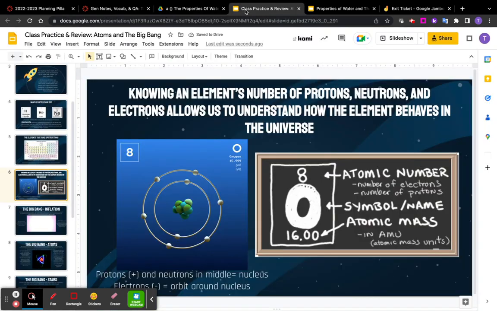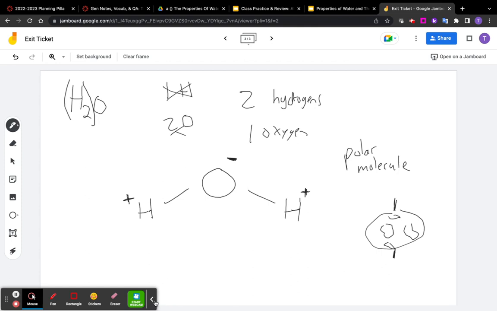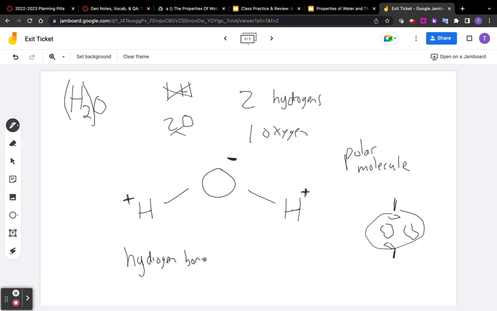But what that enables to happen, as you'll see in your content page, is that water likes to bond with things, and it makes what are called hydrogen bonds. These are relatively weak bonds, but if there are enough of them, they can really hold things together, they can dissolve things, and they can give the other properties of water. All of the properties of water are based on this polarity of water. All right? I'll erase that later.